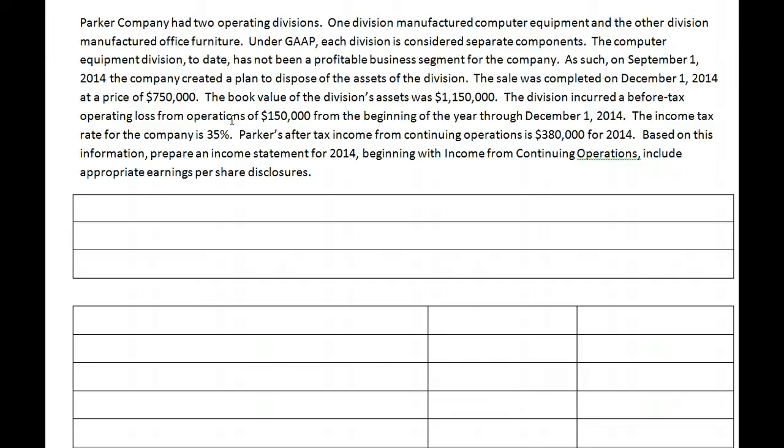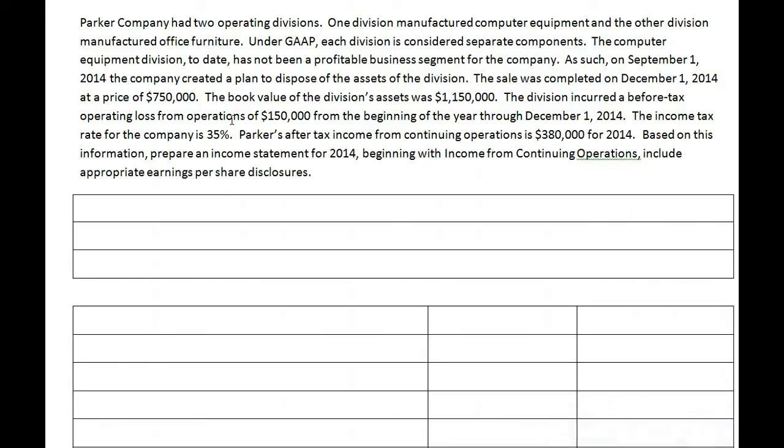income statement. So in this example, Parker Company had two operating divisions. One division manufactured computer equipment and the other division manufactured office furniture. Under GAAP, each division is considered a separate component. The computer equipment division to date has not been a profitable business segment for the company. As such, on September 1st, 2014, the company created a plan to dispose of the assets of the division.